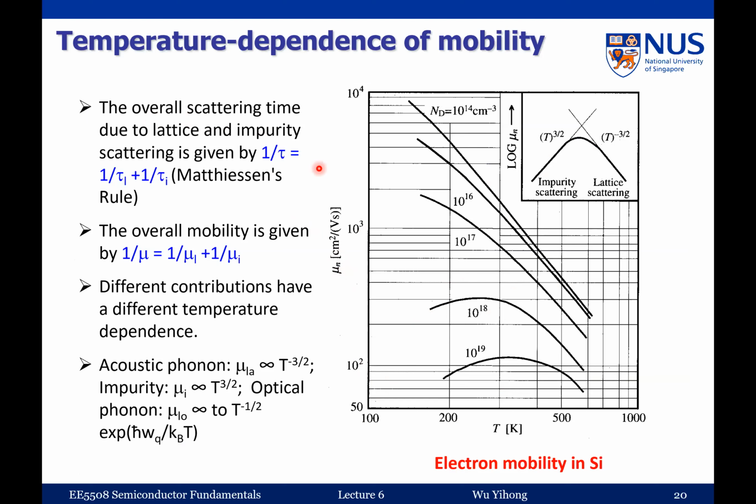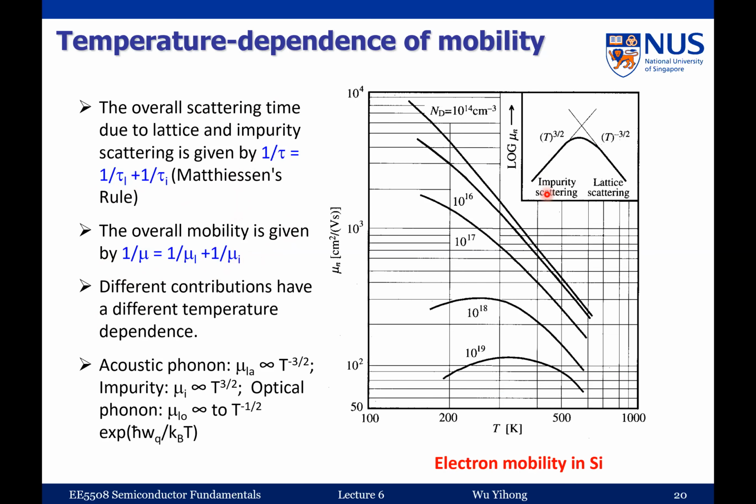For the overall mobility, if you have two major mechanisms, one due to phonon and the other due to ionized impurity atoms, right? Since the overall scattering time will follow Matthiessen's rule, 1 over tau is equal to 1 over tau phonon plus 1 over tau impurity, right? And the overall mobility will also follow the same rule, so the overall mobility is given by this. Different contributions have different temperature dependencies, which was already explained, right? The phonon scattering and impurity scattering have different temperature dependence.